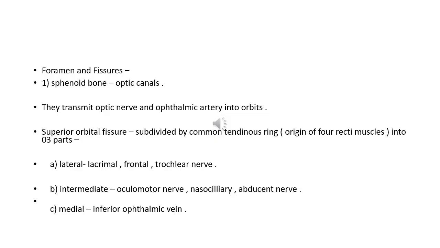The lateral part contains three nerves only, that is lacrimal nerve, frontal nerve, and trochlear nerve. The intermediate part again contains three nerves: oculomotor nerve, that is third nerve that we all know, nasociliary nerve, and abducens nerve. Third part is the medial part that carries a single structure, that is inferior ophthalmic vein.